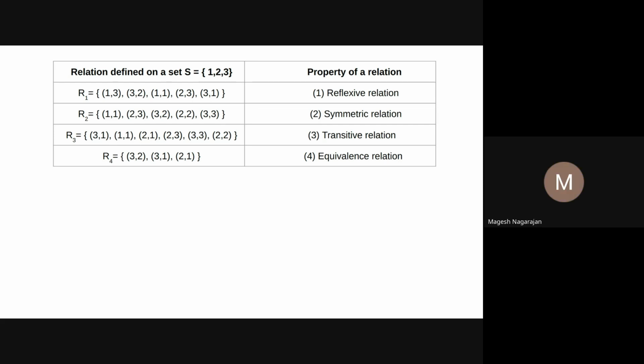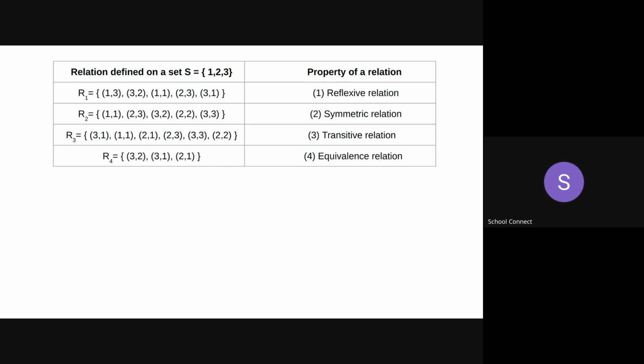Yes, sir. R2 will also be transitive. Again, you start with 1 comma 1. So you have 1 comma 1, which is x comma y. Search for another element which starts from 1. Except 1 comma 1, there is no element that starts with 1. Therefore, with respect to 1 comma 1, it is transitive.